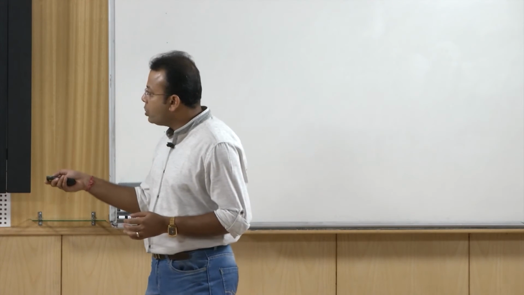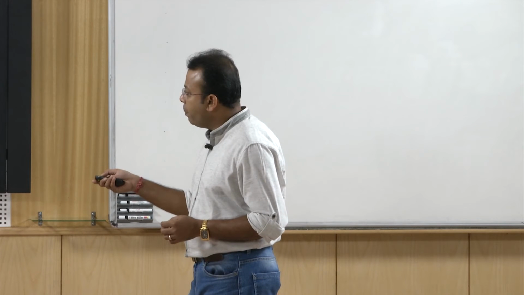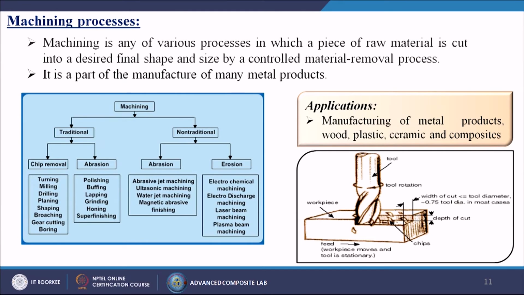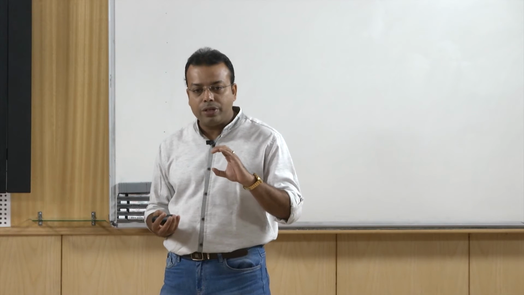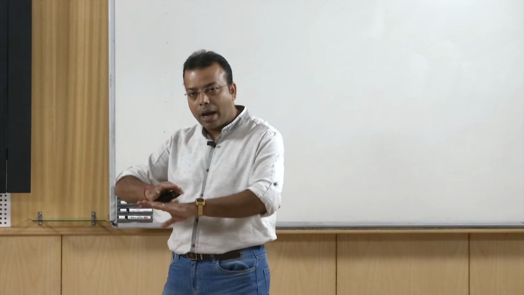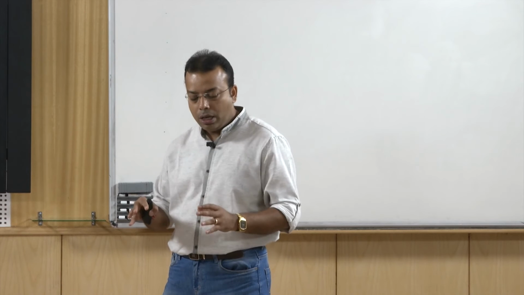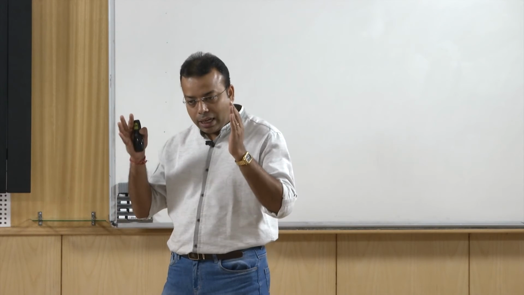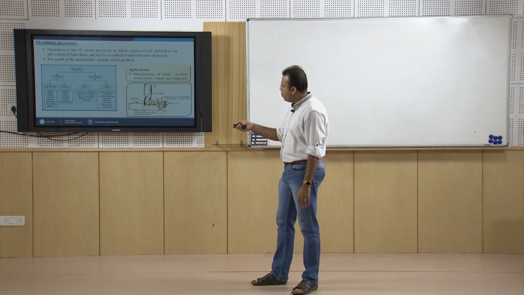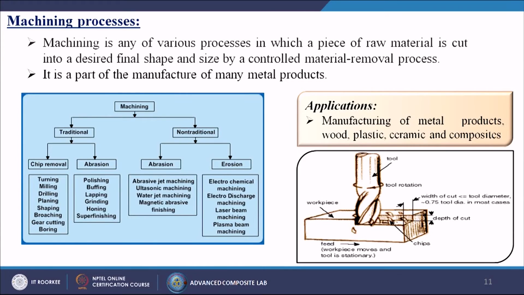When you are talking about the chip form, there are turning, milling, drilling, planing, shaping, broaching, gear cutting and boring. These are all cases where the material removal rate is higher and the reduction of the material is more. But when you are talking about abrasion-based processes, you are just rubbing the surface of that material, so you can easily understand that the material removal rate will be lower. What are those? Polishing, buffing, lapping, grinding, honing and the superfinishing process.